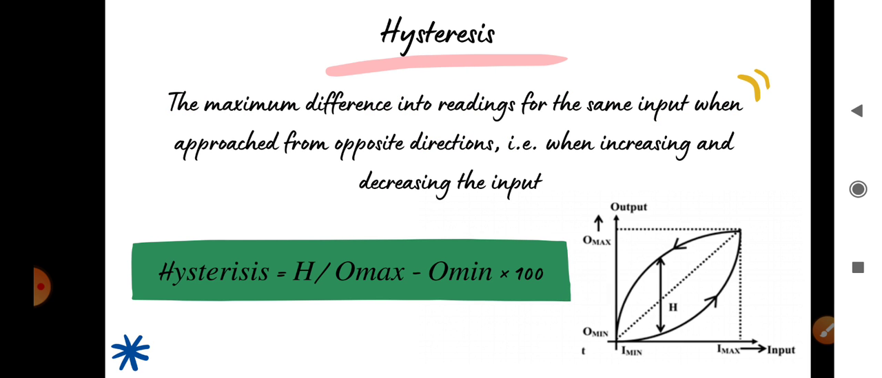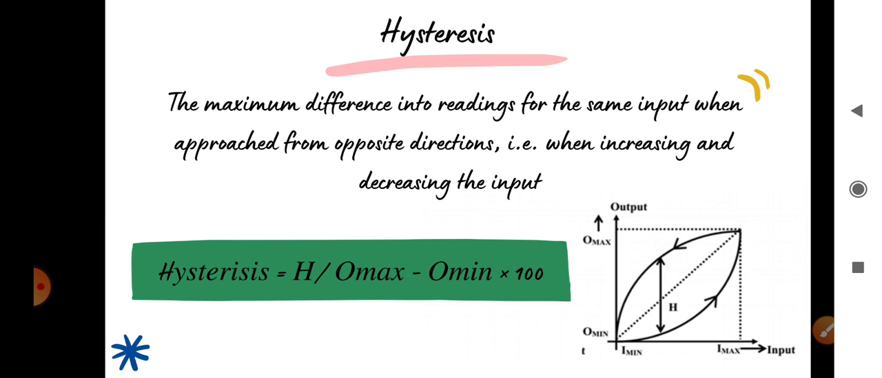Now hysteresis. The definition of hysteresis is the maximum difference in the reading for the same input when approached from opposite directions. That is, when increasing and decreasing the input. Here we can see the graph. In this graph there is a forward direction and a reverse direction.